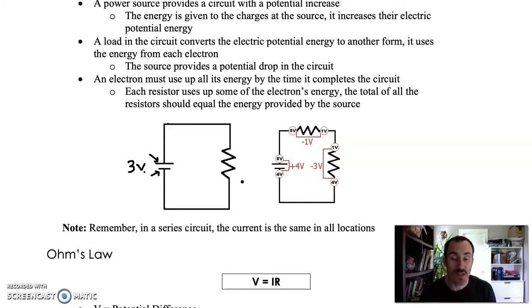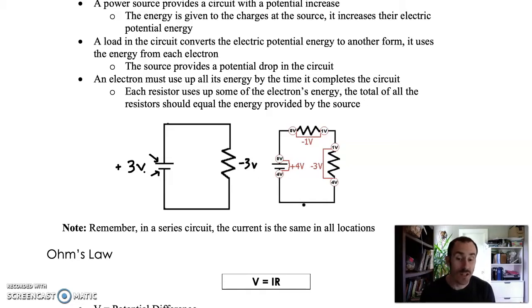Across this resistor then, there must be a drop of 3 volts. This resistor will use up 3 volts of potential. Now, you don't really use up potential, but we can think of it that way as well. So this is adding 3 volts to the circuit, and this is subtracting 3 volts from the circuit.